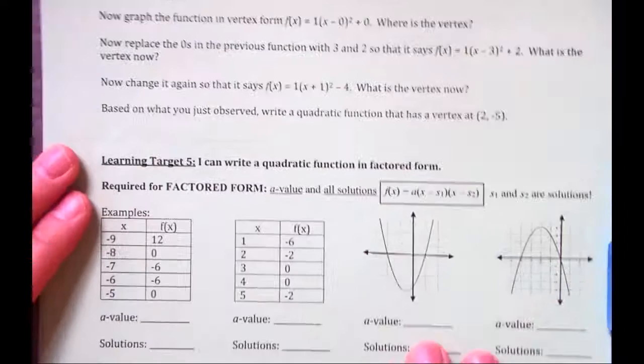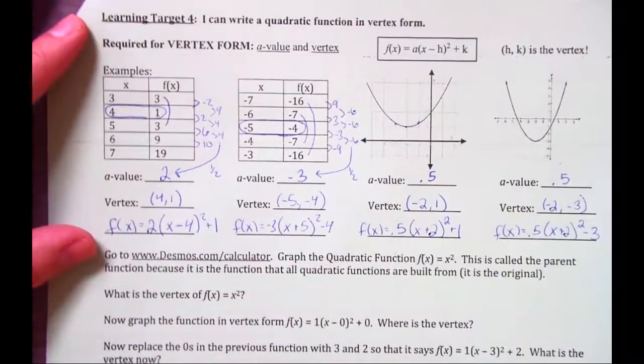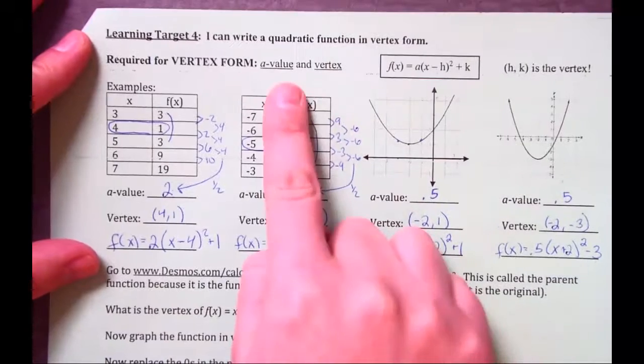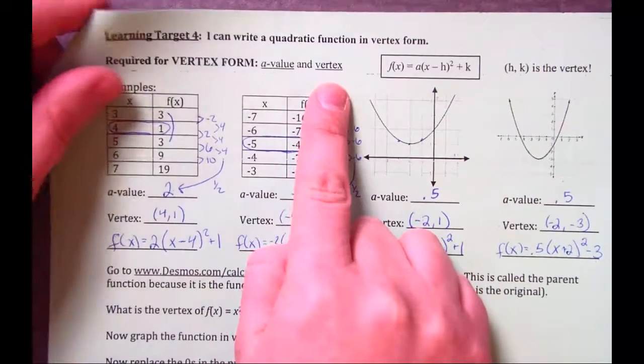So today we're going to talk about writing a quadratic function in factored form. We already talked about writing it in vertex form. And for vertex form, remember you needed the a value and the vertex. But sometimes you might not have the vertex.